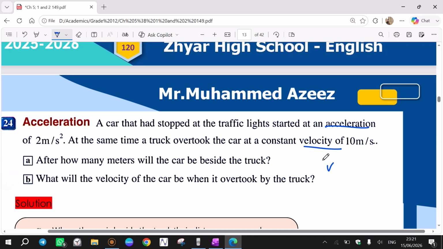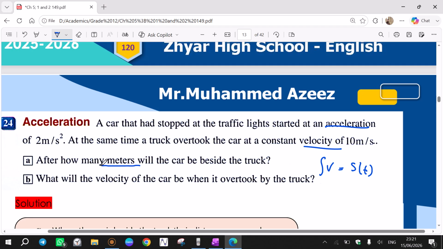Velocity needs one integral to get s of t, and acceleration needs two integrals. We need to do the integral twice to get s of t. Then we equalize s of t of the truck, which is the position of the truck, to s of t of the car, to find after how many meters the car will be beside the truck.